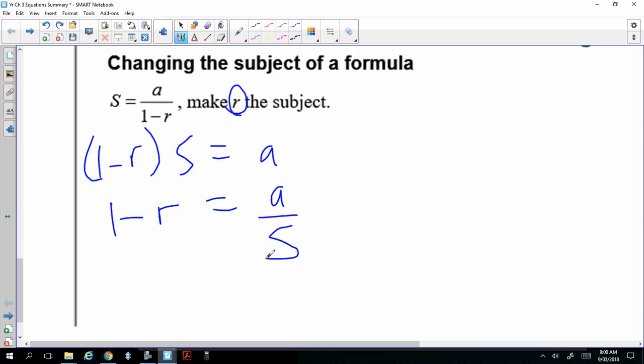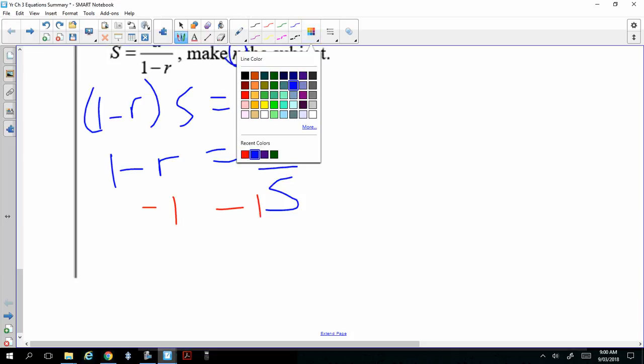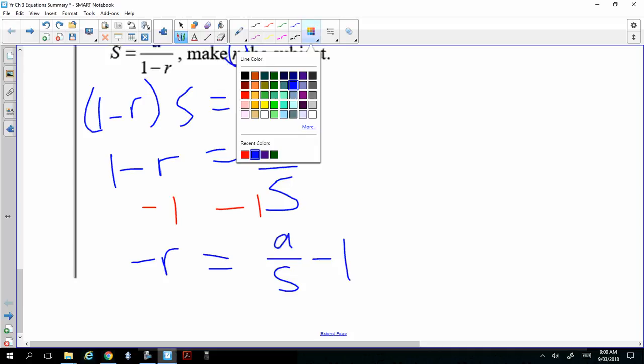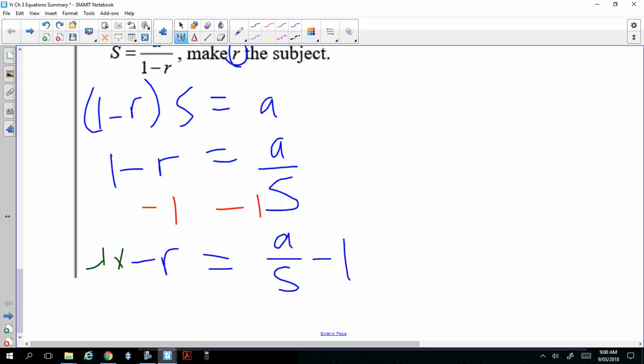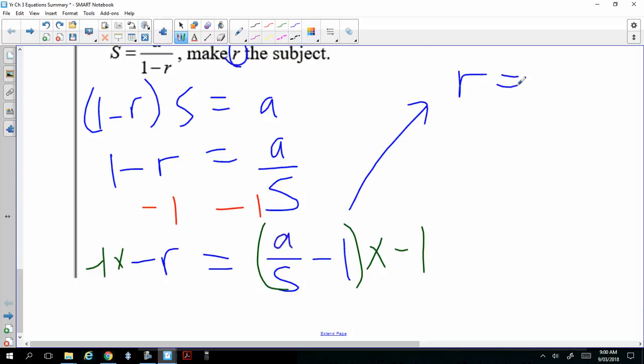After you divide by S, you can subtract 1 from both sides. And that negative in front of R stays there. So A over S minus 1. Then to get rid of the negative in front of R, you just multiply by negative 1 on both sides, which will give you R equal to negative A over S plus 1, which can be written as that. That's your final answer.